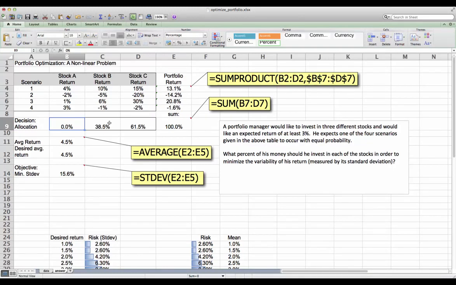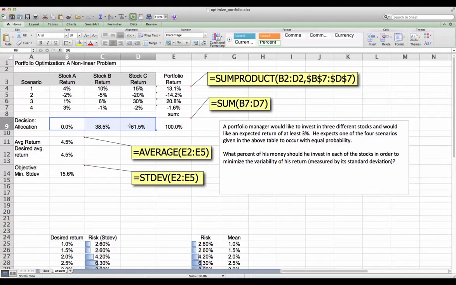And the decision here is pretty simple. Suppose you have $1, how you're going to allocate among the 3 stocks, and your goal is to reach a desired level of return, and at the same time minimize your risk measured by standard deviation. So let's see how this model works.